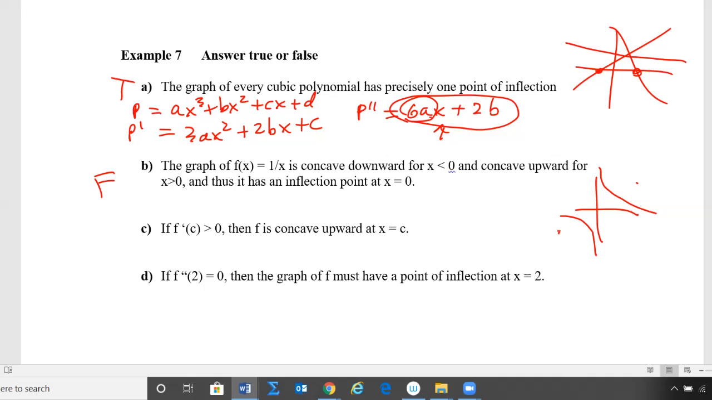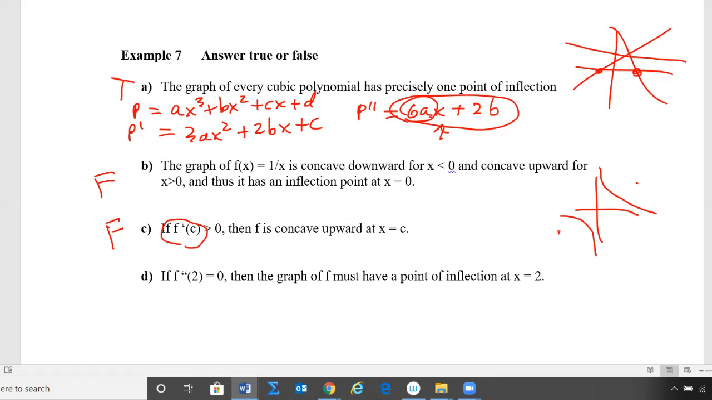If f prime of c is greater than 0, then f is concave upward at x equals c. Well, only if... first of all, with f prime of c, we don't know anything about the concavity if we're looking at the first derivative. So you couldn't say that that's definitively true. So we have to go with false. Even if you find one instance where it's false, then it's false.